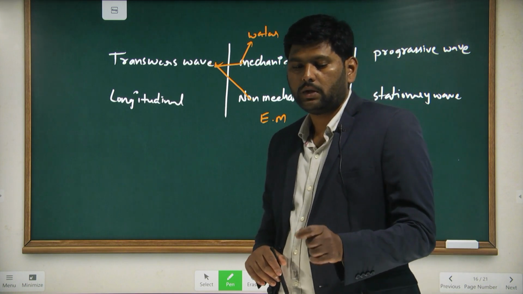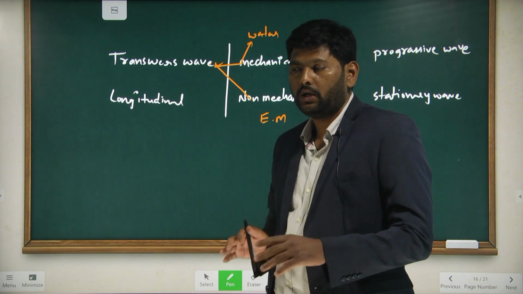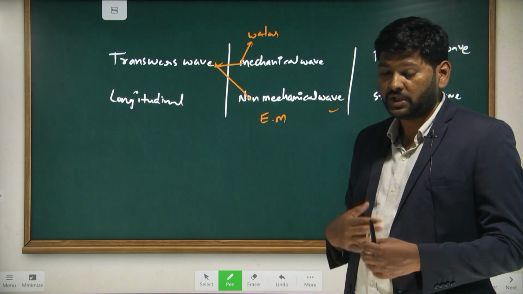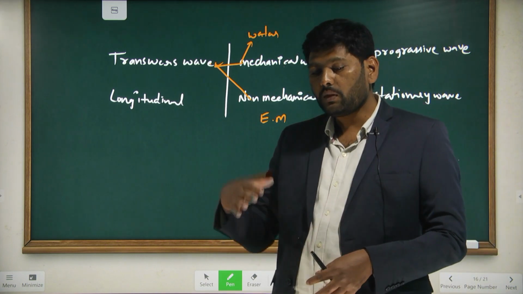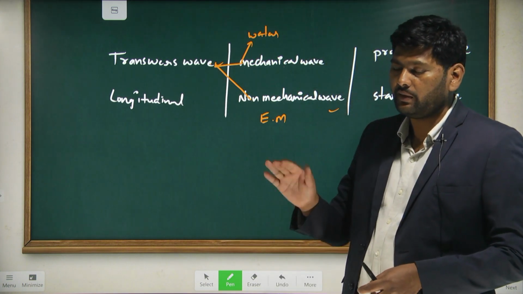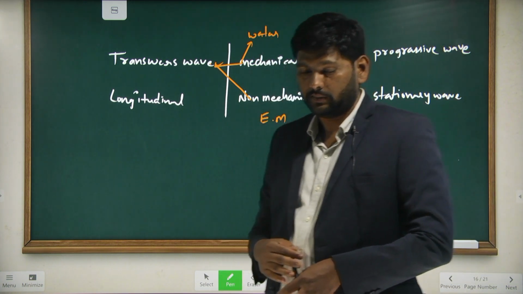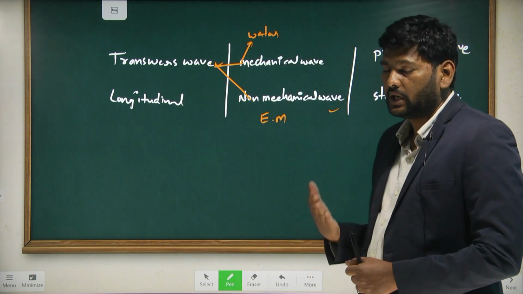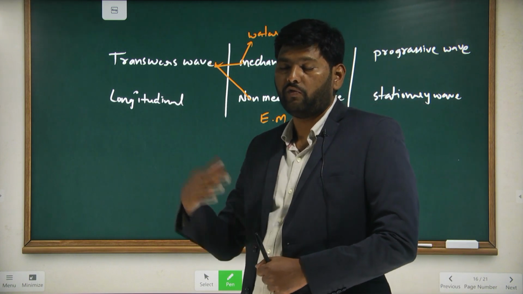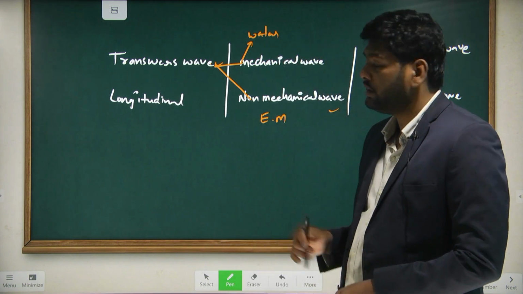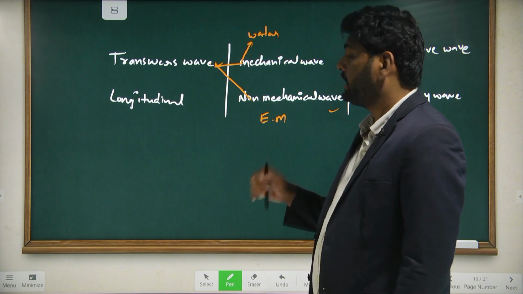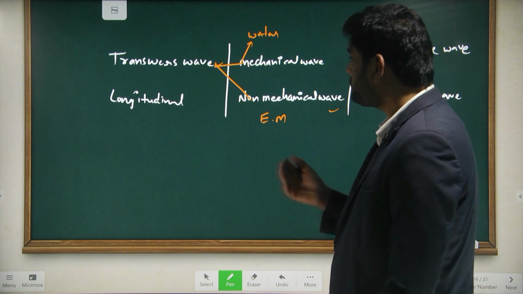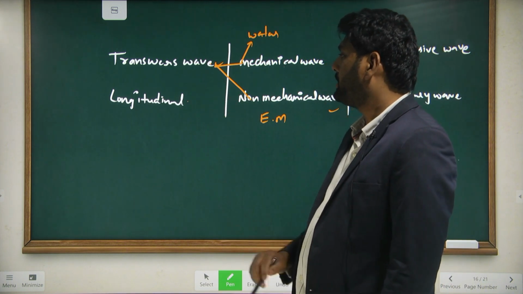In the EM wave we don't actually have particles, but fields. Due to the vibration of the fields we have the waves, and the fields vibrate perpendicular to the wave propagation. So that kind of wave is known as a transverse wave. The EM wave does not require any medium to propagate from one position to another. Since the EM wave is known as what kind of wave? Transverse and non-mechanical.